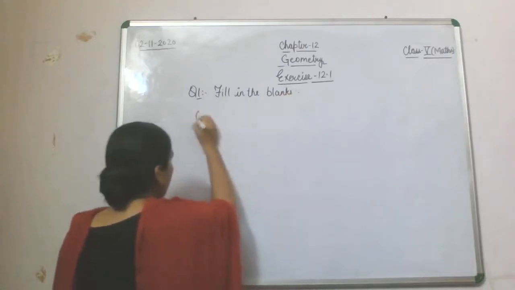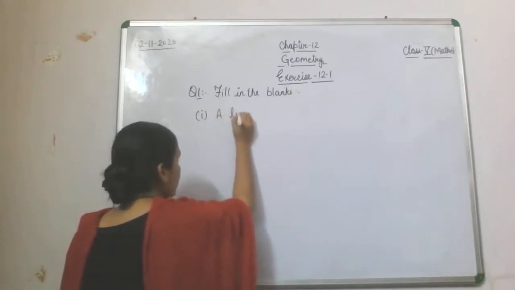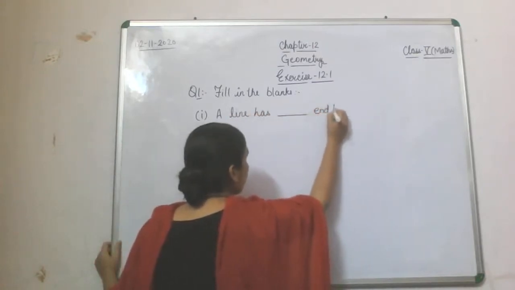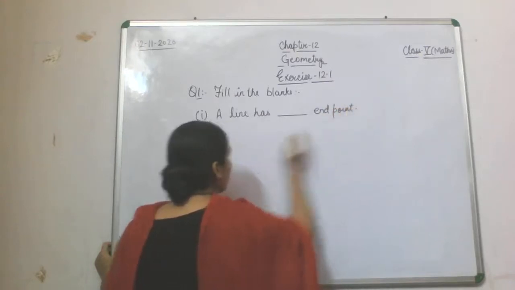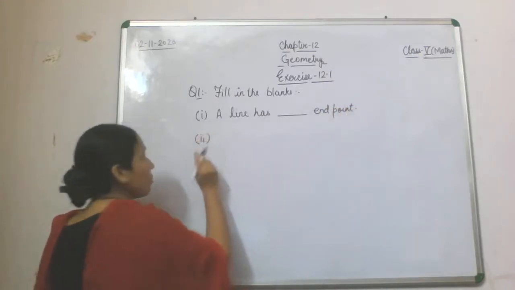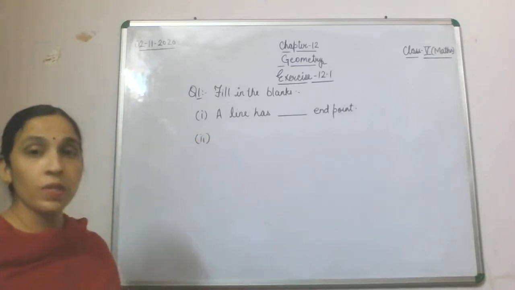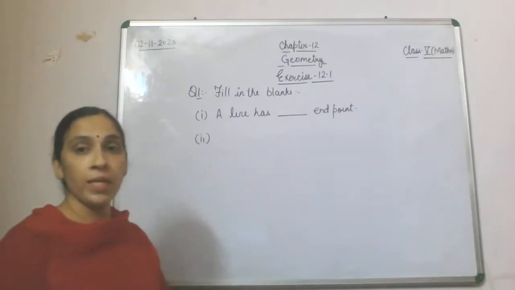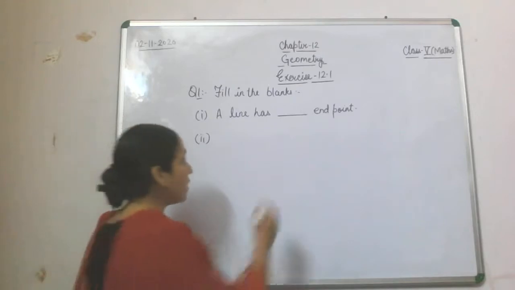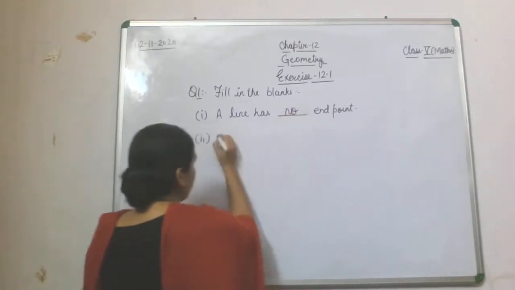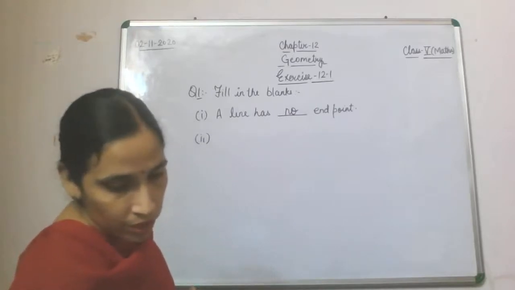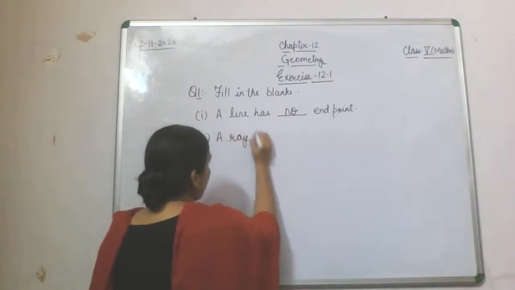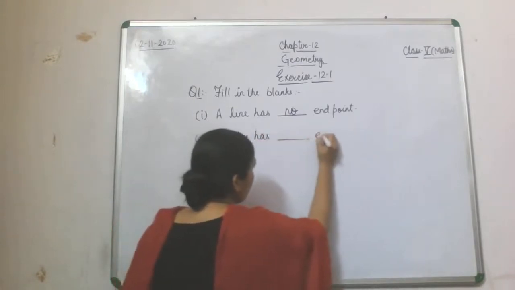What is the first one? A line has dash endpoint. Here you are going to use the properties which we have done. That property only we are going to use. A line has how many endpoints? No endpoint. A line has no endpoint. Now the second is what? A ray has dash endpoint.